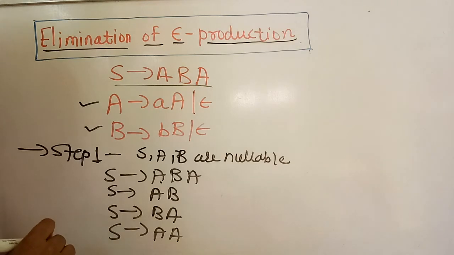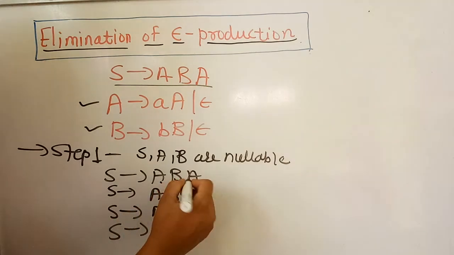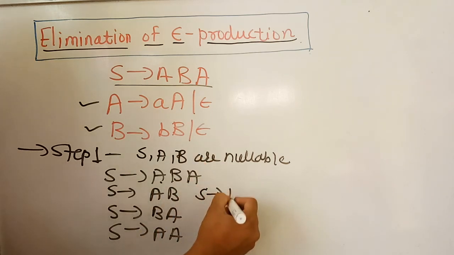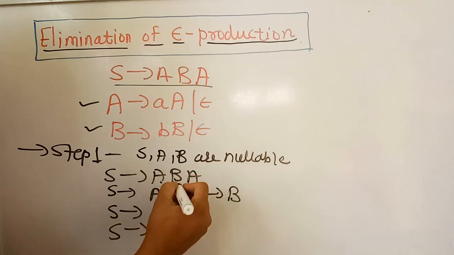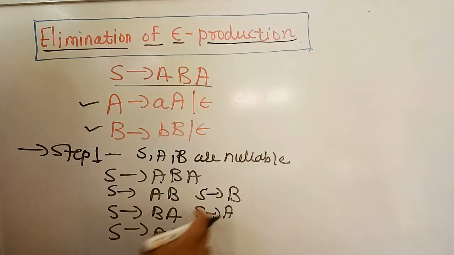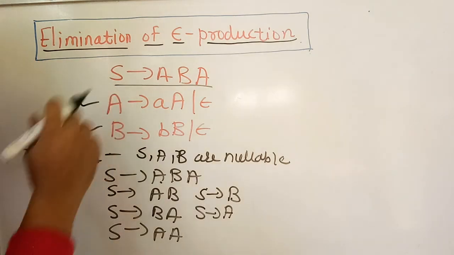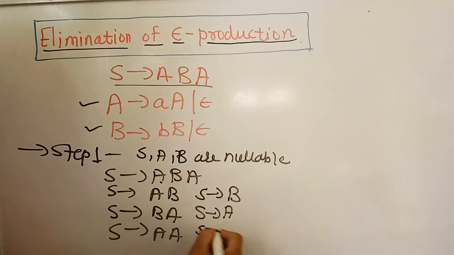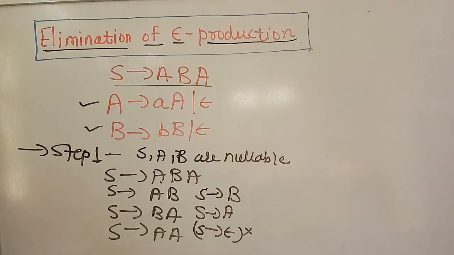Again, if both A's are removed, then it becomes B. And when B is removed, then it is a single A, because A was also previously described. And as S is nullable, we have a production like S gives epsilon. But after the third step, we have to remove it. This is the first step for this.